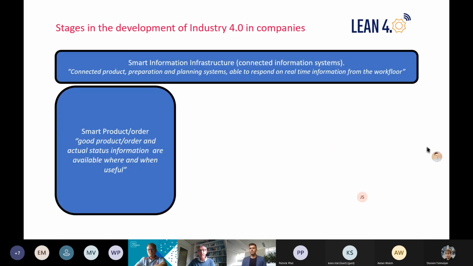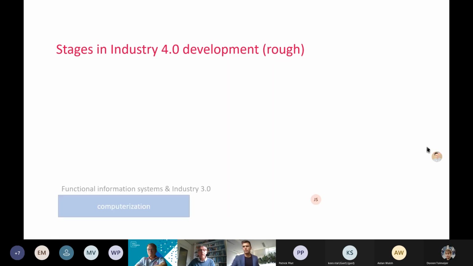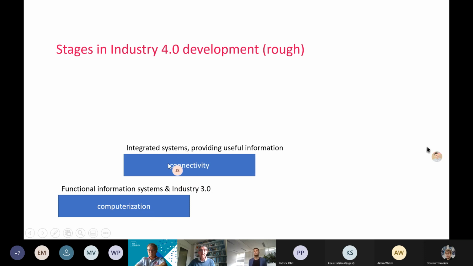Let's go to the next step. I've explained a little bit Lean 4.0. When you see that in four stages, then you see, well, in the first stage, it's computerization. So functional information systems and Industry 3.0. That's important. And so CNC machines and probably robots is important. Then you get connectivity. That's the second phase. And you get integrated systems and providing useful information.